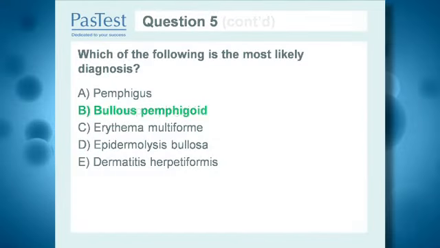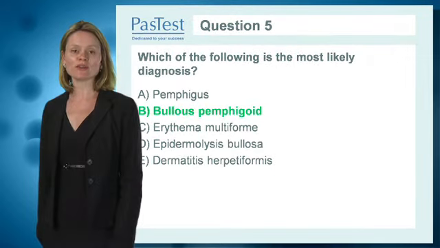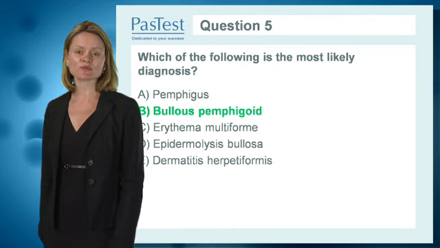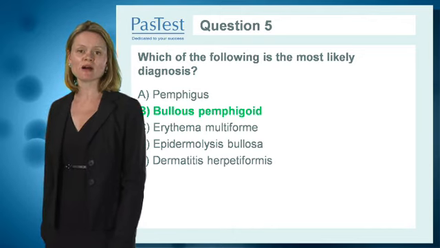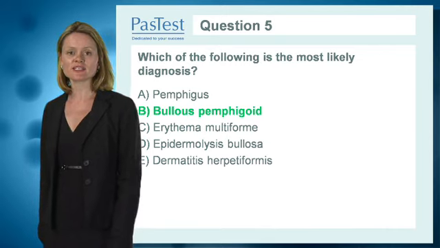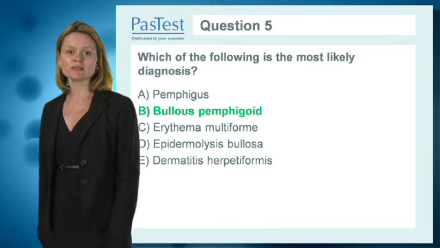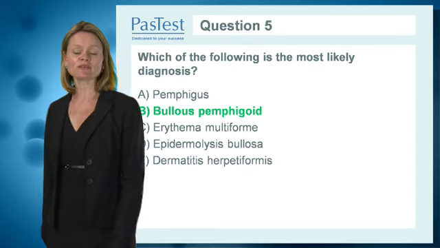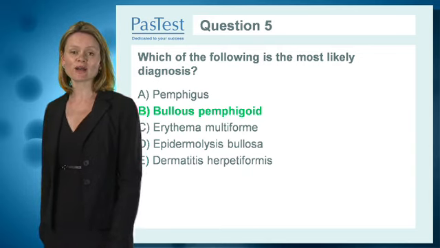So the correct answer here is bullous pemphigoid. Now it's not going to be pemphigus because pemphigus typically causes oral or mucosal lesions, and we know that this patient had no mucosal lesions. Erythema multiforme causes target lesions with a purpuric centre, typically caused by either infection or drugs. Epidermolysis bullosa is a genetic inherited skin disease that usually presents in early childhood. And dermatitis herpetiformis causes itchy vesicles or papules on the elbows, knees or buttocks.